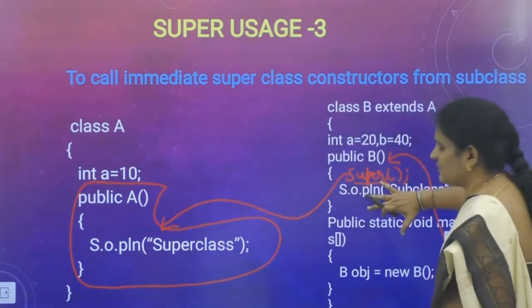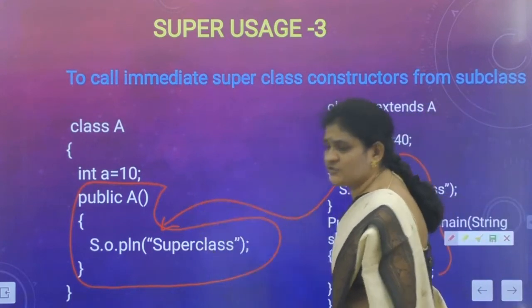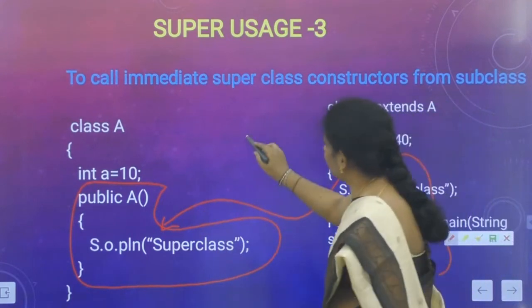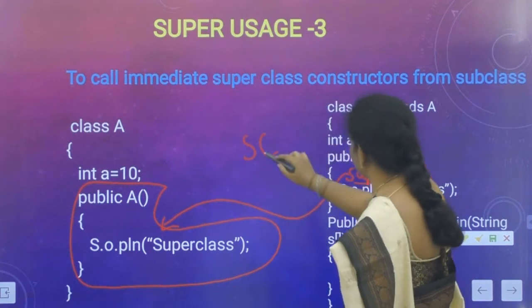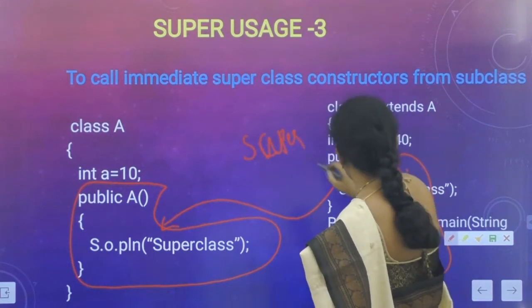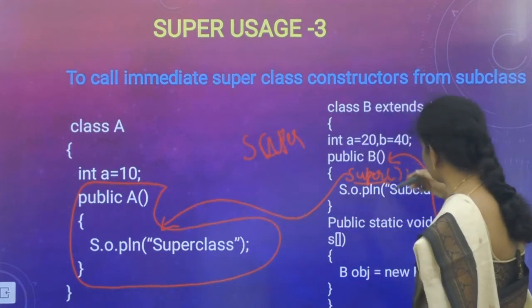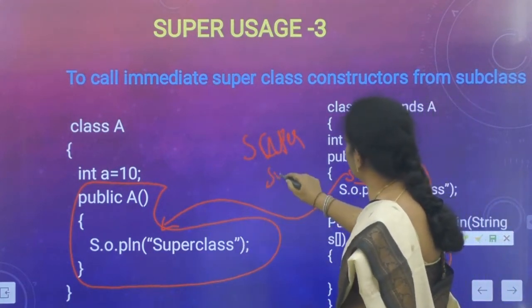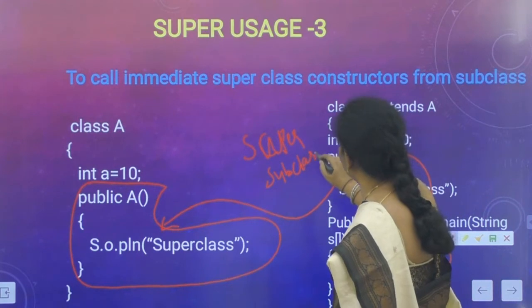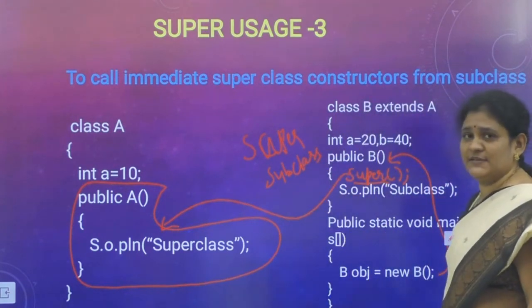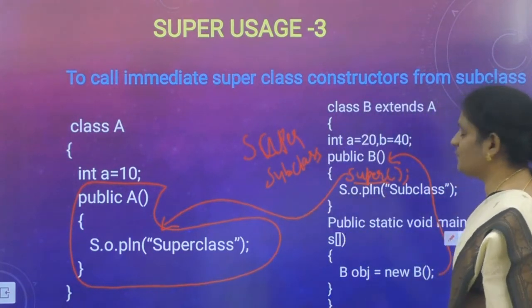Before executing this constructor, the superclass constructor will get executed. So the output will be superclass, and after execution of that constructor, it comes back to this constructor and executes it. I will get the output as superclass and subclass. This is the output I'll get after executing this program.